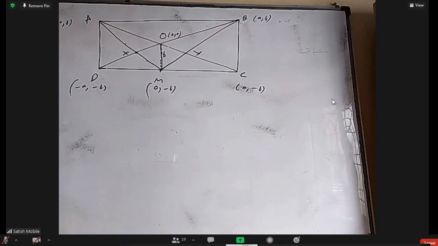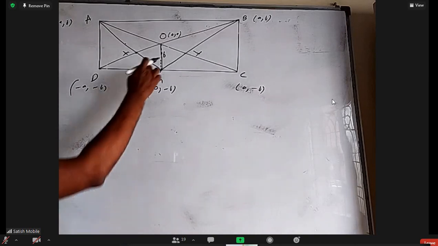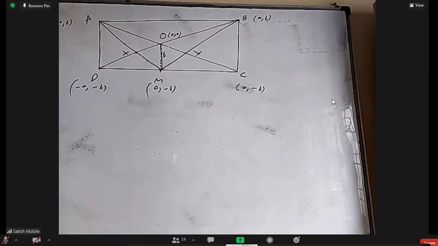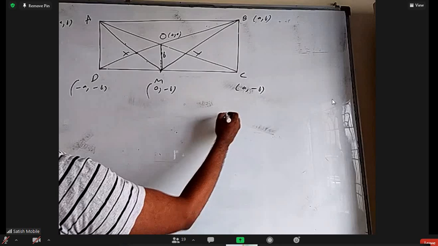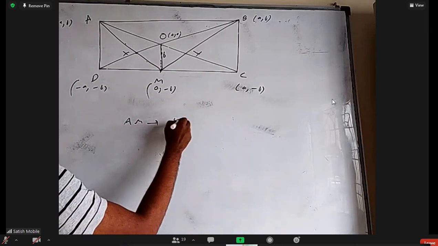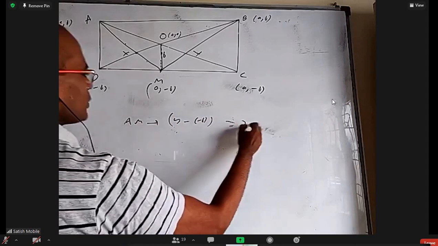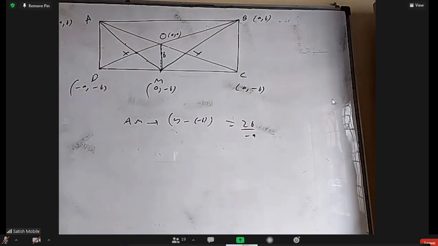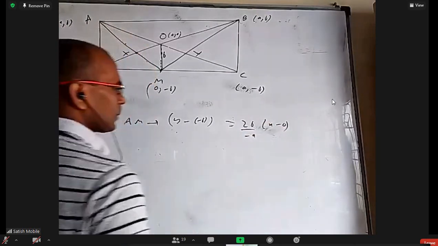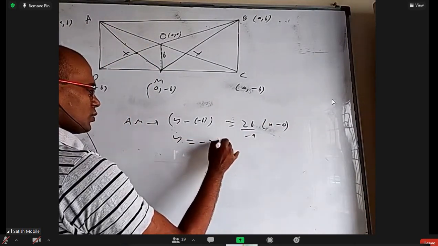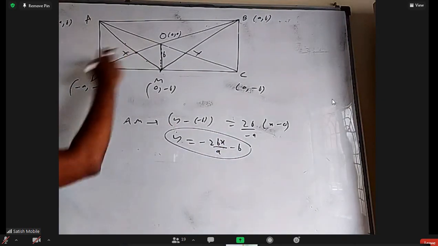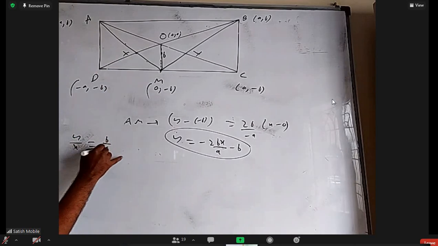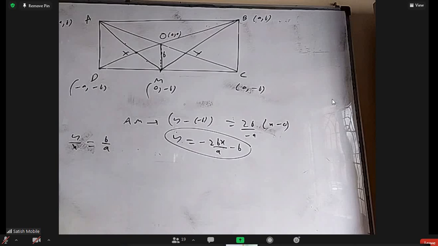What about this point I want to find? I have to find this equation and solve. I know two points on a line, so I can find this line. The slope is 2b by minus a. So the equation of AM: y minus b equals 2b by minus a into x minus 0, that is y equals minus 2bx by a minus b. This other line passes through the origin, so it's simply y by x equal to b by a. So y is equal to bx by a.